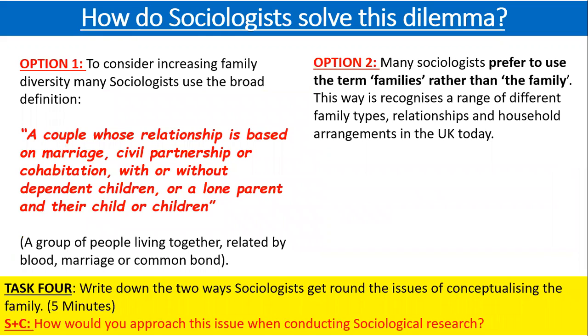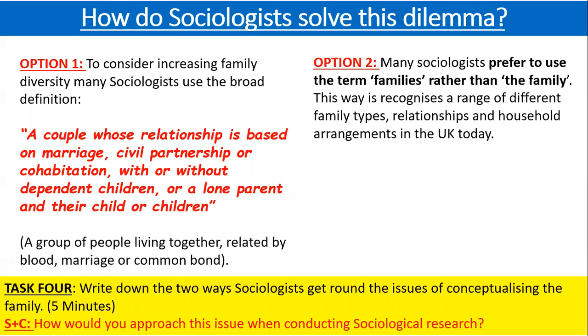Option 1, a couple whose relationship is based on marriage, civil partnership or cohabitation, with or without dependent children, or a lone parent and their children or child. Again, though, it's still quite wordy. So you could say something as simple as this, and this is something I would encourage students to say instead. A group of people living together, related by blood, marriage, or common bond. So it's quite a broad statement there, and it's acknowledging different family types.